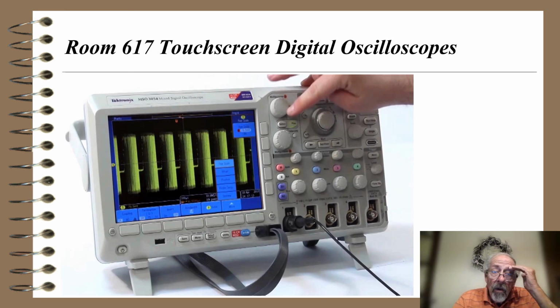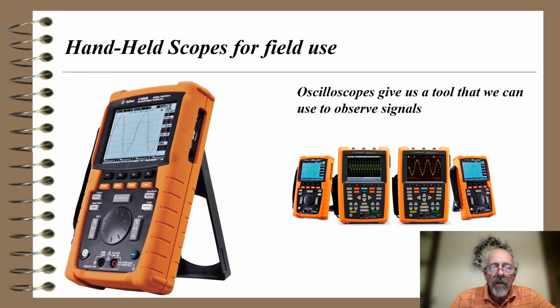So, what do we use to look at waveforms? Oscilloscopes. This is not the type of oscilloscope we have in room 617, but we do have touchscreen digital scopes in the room 617 lab. These look like very complex devices, and you'll get to use them eventually. In room 625, we have less expensive digital oscilloscopes, and as I mentioned before, less expensive arbitrary waveform generators. You may come across handheld scopes for field use.